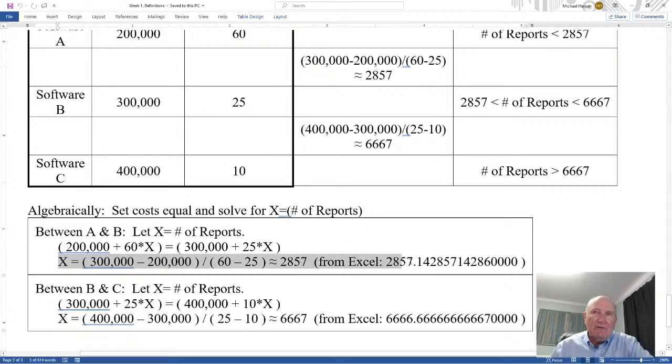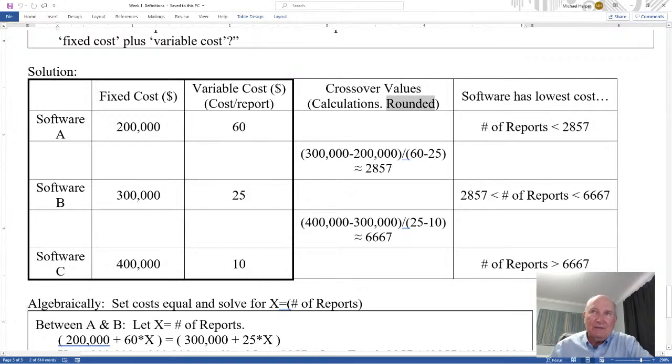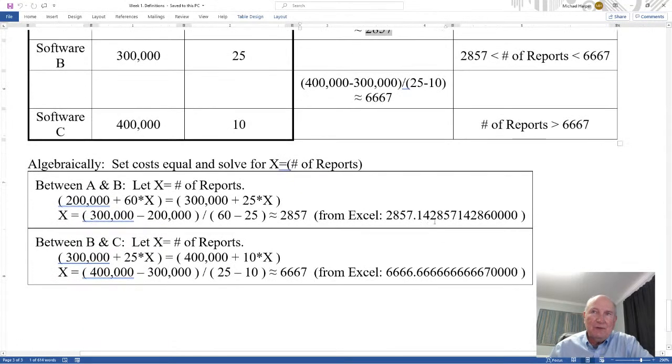Now, from Excel, the actual answer is 2,857.14285714286. Well, you don't need all those significant figures, okay? And so I'm going to round this to 2,857, and that's why that's approximately equal to 2,857, or it's rounded. And that's exactly what I mean up here, rounded. It's rounded to that number because I take these numbers and round it just to the units digit, which is 7. So if it's less than 0.5, I round down. If it's greater than 0.5, I round up.